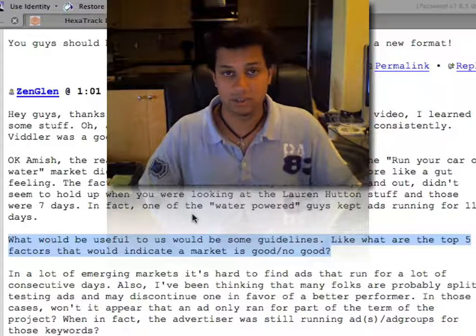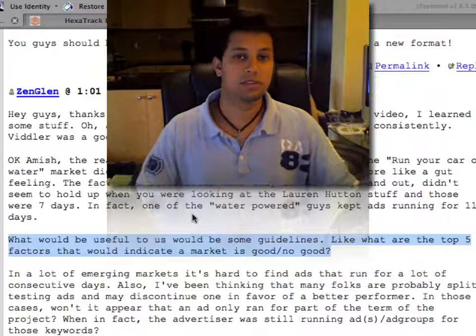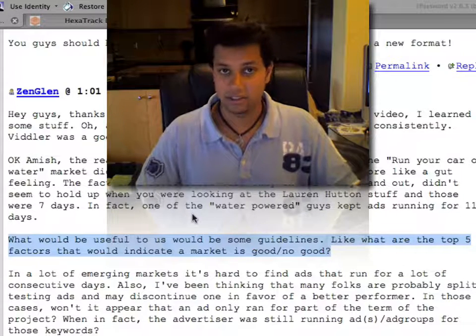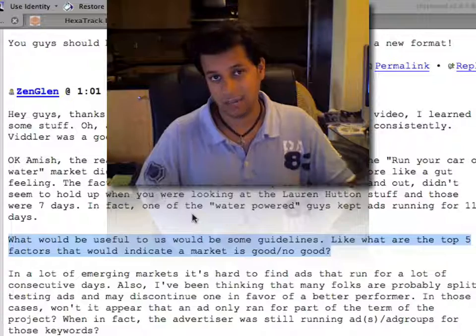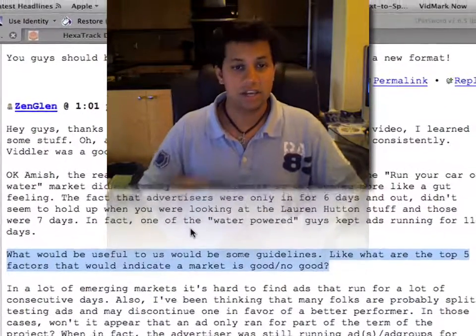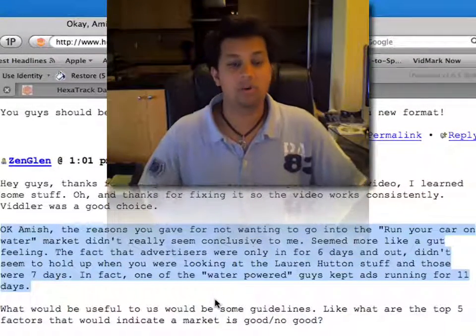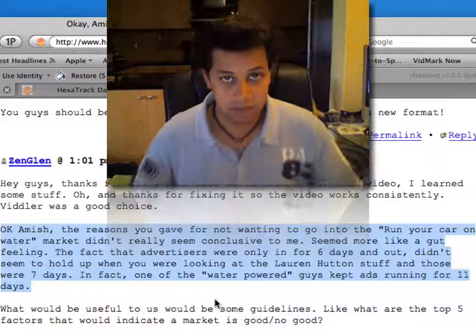Obviously, if it says you're going to get clicks, the better. The more clicks, the better, because that just means more traffic to you. And this is really important, the sixth thing that I'm going to add to this is the immediate need of the product. Now, he said over here, the run your car on water market didn't seem conclusive to him.